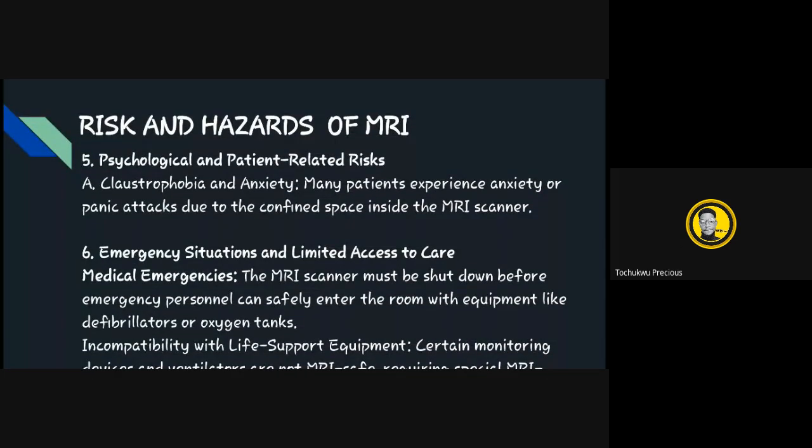Another hazard we have is psychological and patient-related risks. Patients may be claustrophobic or may have anxiety due to the way the MRI is structured and has a confined space inside. So the patient may not be comfortable going in there.